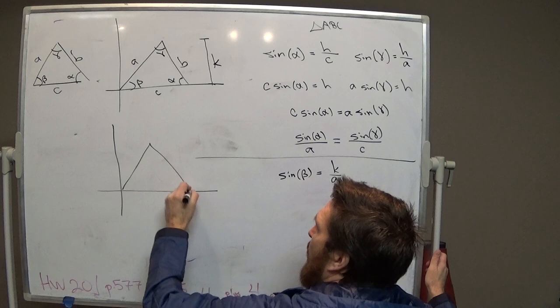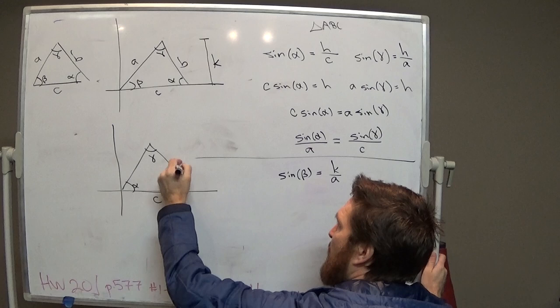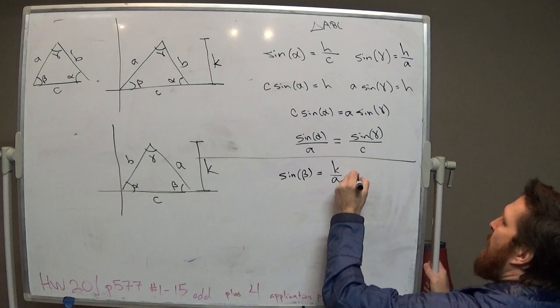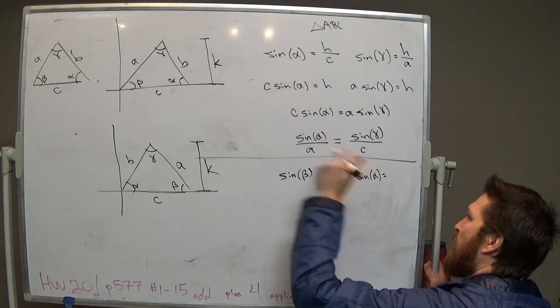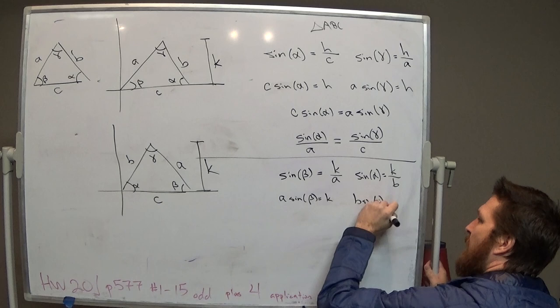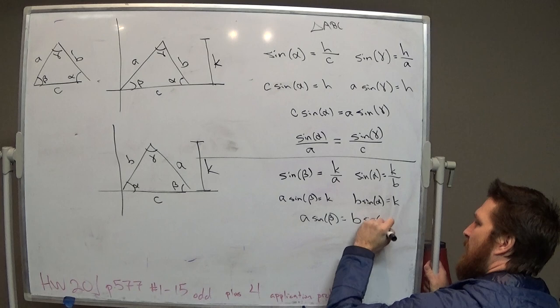We end up with an alpha down here. Beta flips over here. Gamma stays up at the top, meaning C is still down here. Now, A is on this side. B is on the other side. And the height is now what? Still K. So now, what is sine alpha? K over B. And same trick. I'm going to bring this up and go A sine beta is equal to K. B sine alpha is equal to K. Therefore, these two things are equal. A sine beta is equal to B sine alpha.